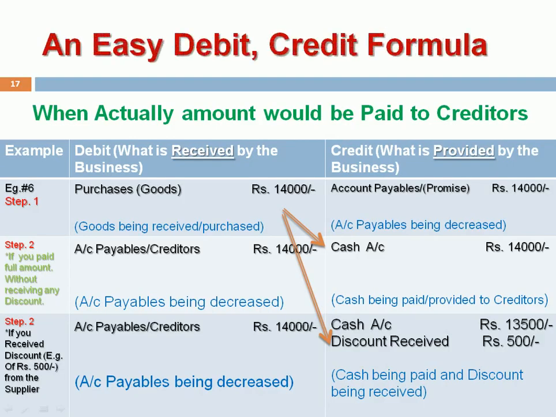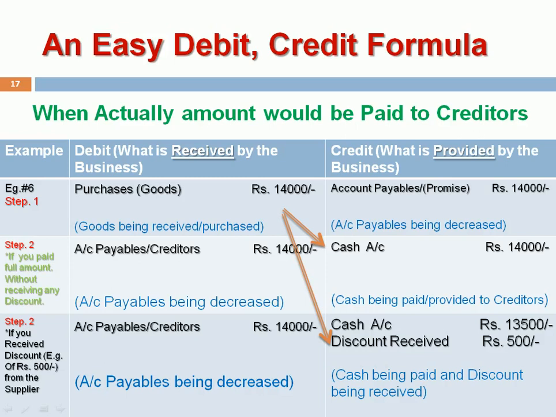Look at the table now. In the very first step, it was a purchase, debit was increased by 14,000, and in credit we have written accounts payable of rupees 14,000. When we were giving the whole cash of 14,000, in debit we would have written accounts payables or creditors of rupees 14,000, and in credit we would write cash rupees 14,000.